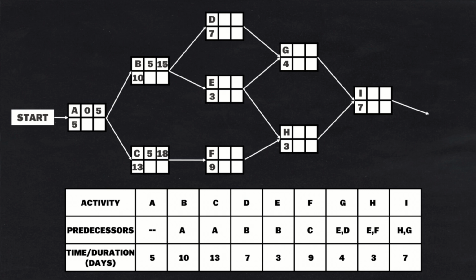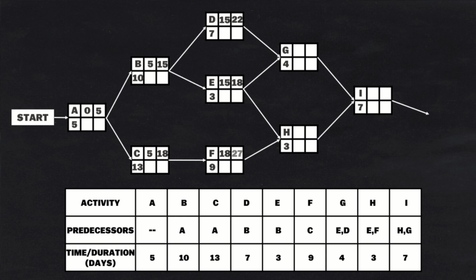B has an earliest finish time of 15, so D will have an earliest start time of 15 and get an earliest finish time of 22. Also, E will have an earliest start time of 15 since B has an earliest finish time of 15, and E will get an earliest finish time of 18. C has an earliest finish time of 18. F will have an earliest start time of 18 and get an earliest finish time of 27.